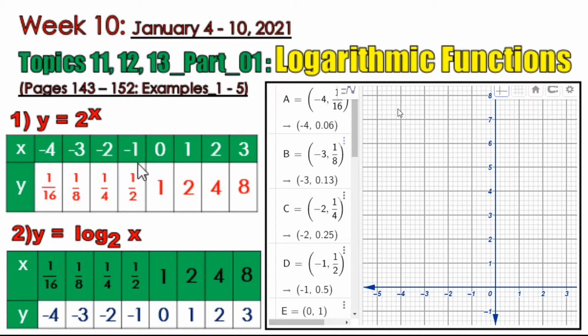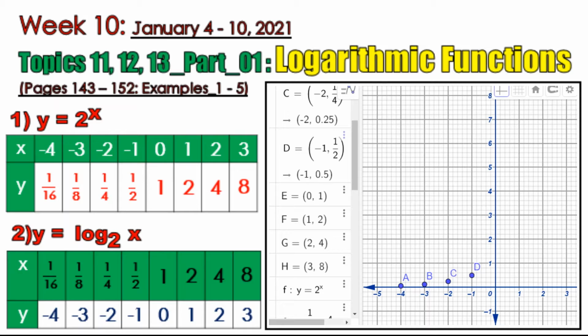So let us sketch the graph of these two functions. We have y is equal to 2 raised to x, and we have y is equal to logarithm of x to the base 2. For the first function, our first point is negative 4, 1 over 16. Second point is negative 3, 1/8. Next, we have negative 2, 1/4. We have negative 1, 1/2.